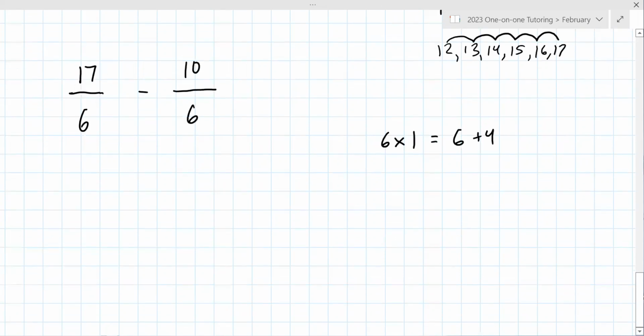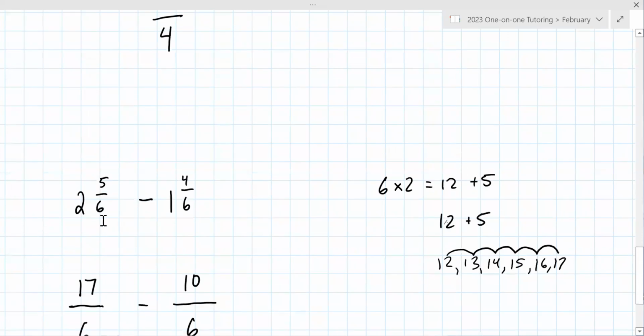Okay. Now, why are you allowed to subtract these fractions? They both have the same denominator. That's right. What is the numerator? What is 17 minus 10? 7. 7. Good. Okay, we got to work. We got to get better at converting these mixed numbers.